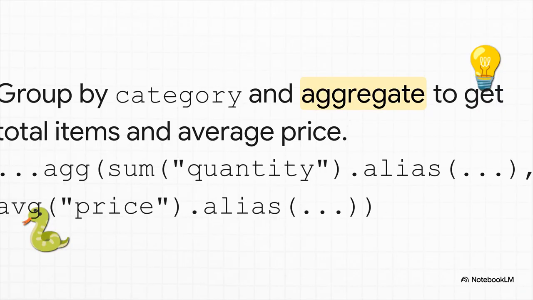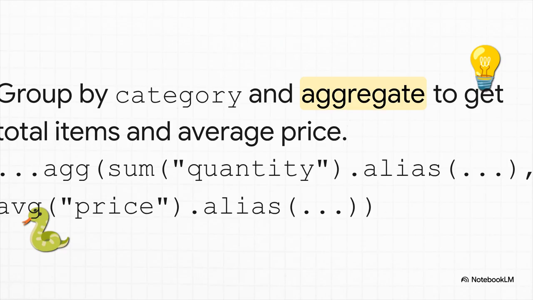Okay, let's look at some actual code, because this is what makes it all click. Here we're taking our sales DF, our sales data, and first we group by category. Then we apply agg to do two things at once. We're getting the sum of the quantity and the avg of the price.